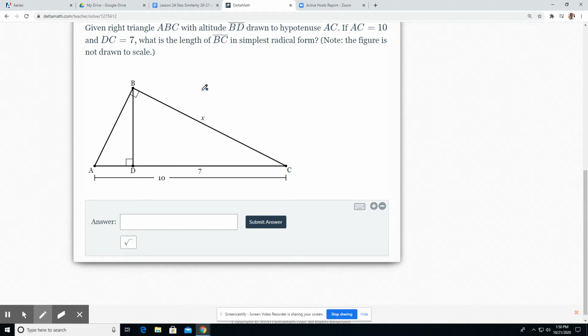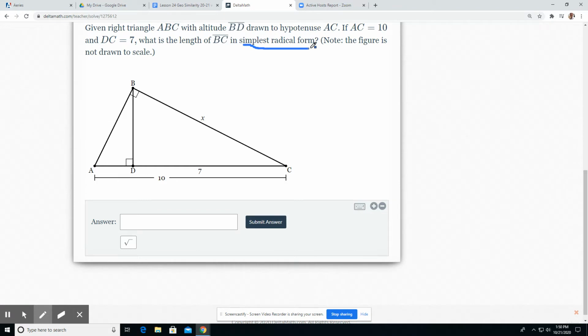All right, we're using proportions on our right triangles to try to get through this problem. Given a right triangle ABC with altitude BD drawn to the hypotenuse, so here's the BD hitting the hypotenuse of this one, AC. If AC is 10, that's this long one here is 10, and DC is 7, this one's 7, what is the length of BC? And that's the X, our unknown.